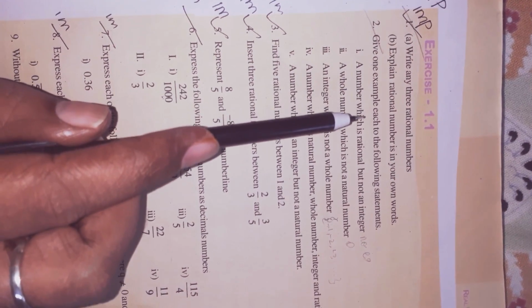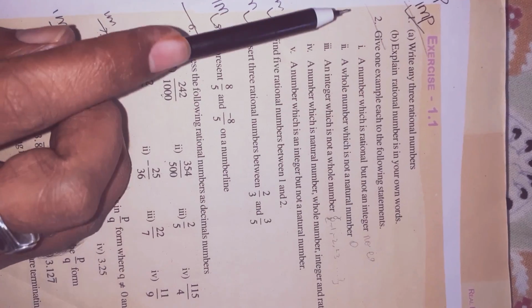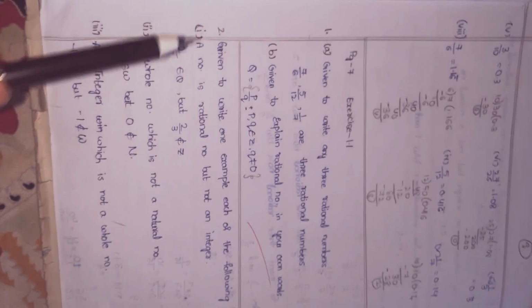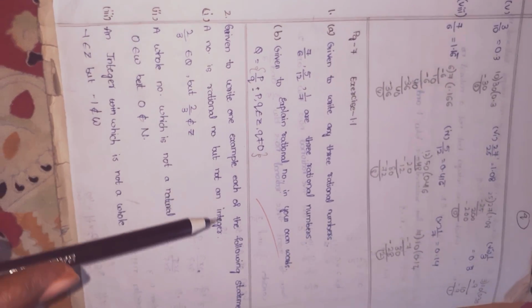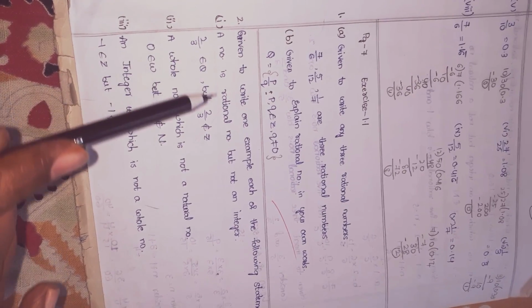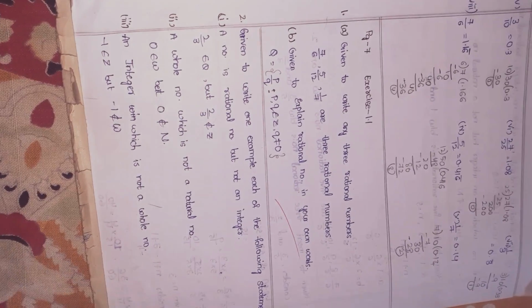Is asking to give one example each of the following statements. They have given 5 statements, children. So is asking to give examples. So we will see one by one, children. Given to write one example each of the following statement. First question is given like this: a number is a rational number but not an integer.